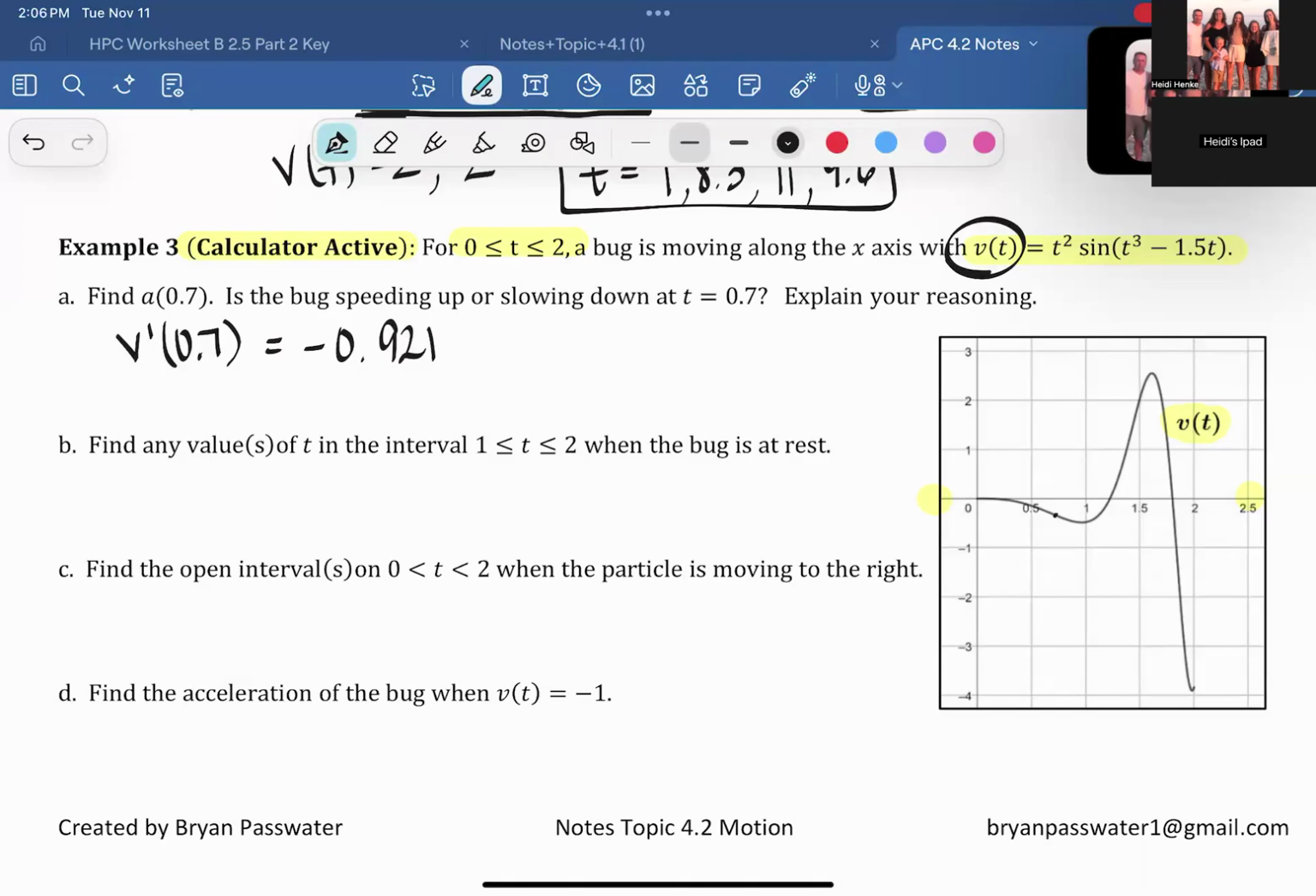It doesn't give me units. If it doesn't give you units, then you are not expected to put units on your answer. So that's the first part of my answer: find v prime of 0.7.